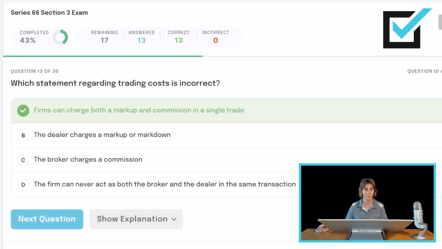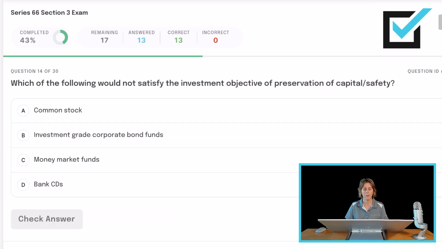That's prohibited. Which of the following would not satisfy the investment objective of preservation of capital, safety? Common stock, where would that be on the risk spectrum? Safe or risky? Risky. We're looking for preservation of capital and safety. So I'm thinking it might be common stock, but never choose the first right answer. Investment grade corporate bond funds would satisfy the investment objective of preservation of capital, safety. That'd be on the safe side. Not that you ever say safe to your clients, but you know what I mean.